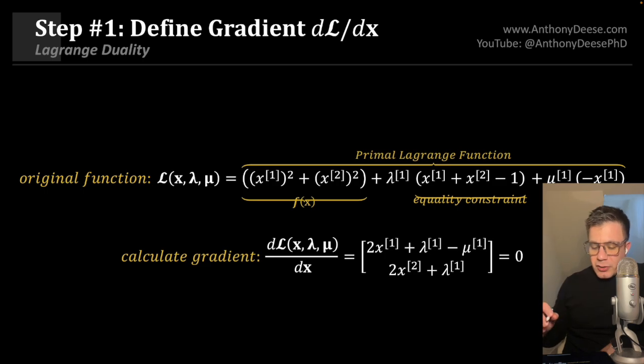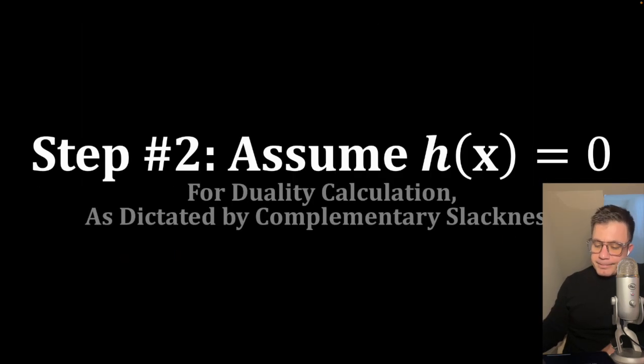Okay, so using the traditional method, we have our original Lagrange function. We're still dealing with the same example, same objective function, same equality constraint, same inequality constraint. We differentiate it with respect to x. We get the same gradients. Now we have to apply our complementary slackness assumption.